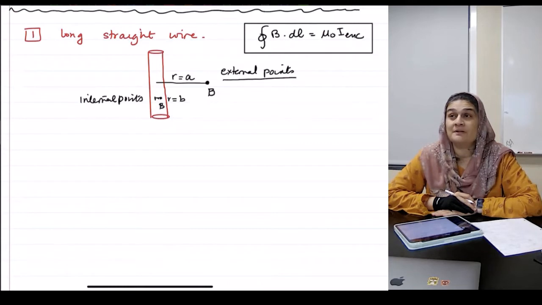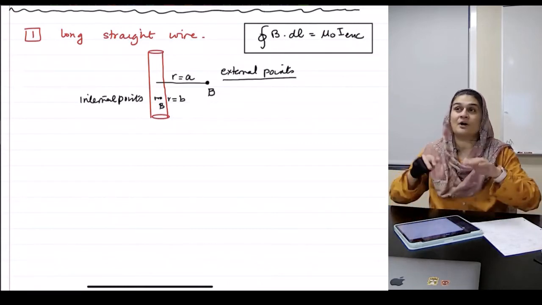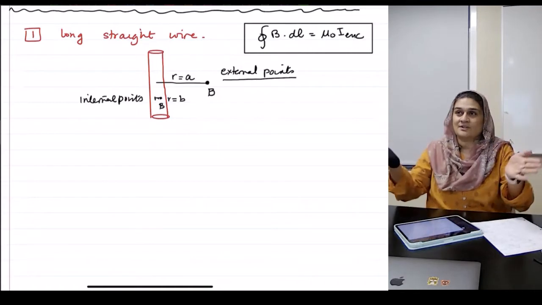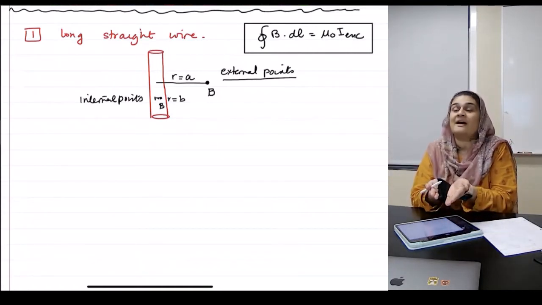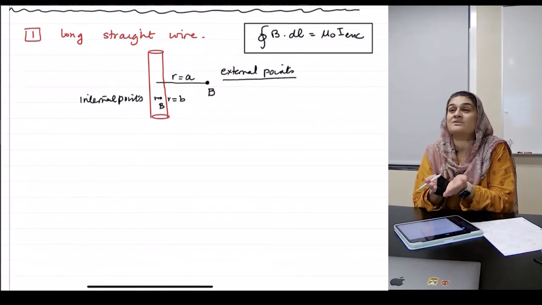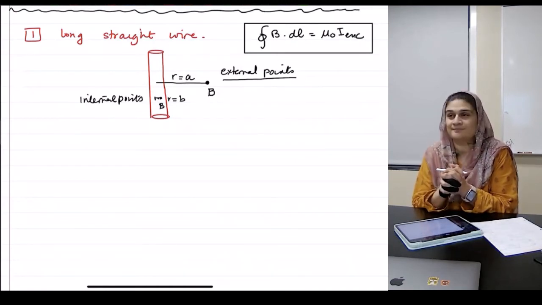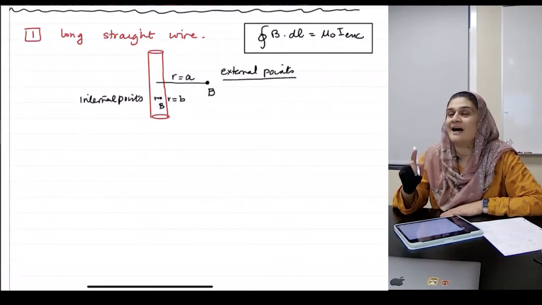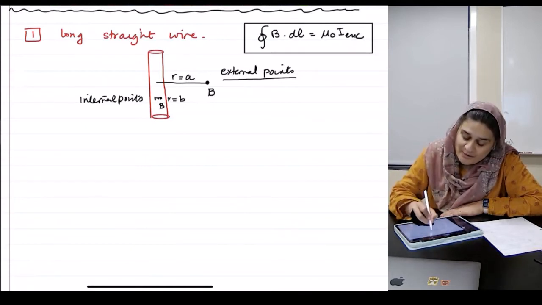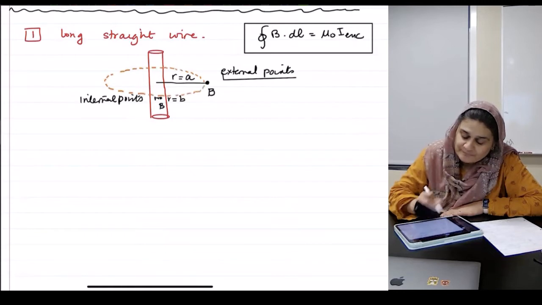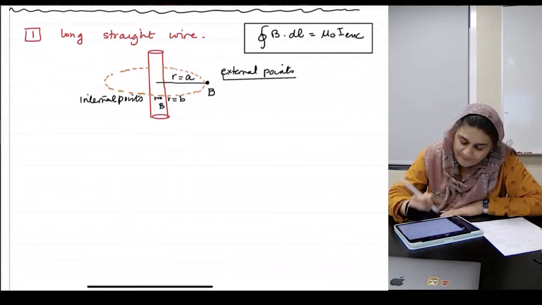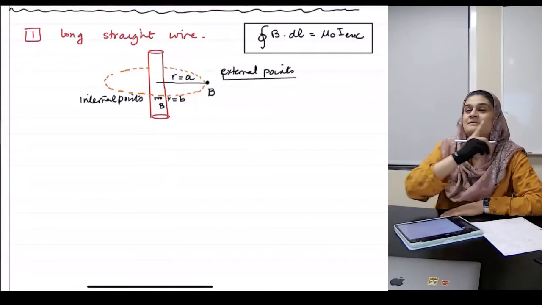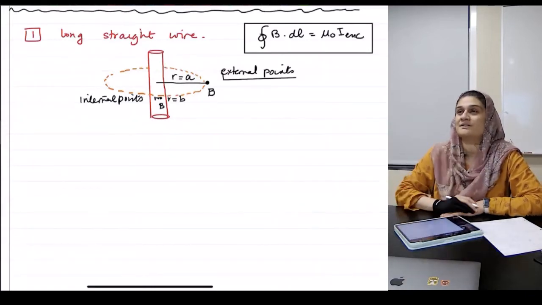Just like when we were doing Gauss's law, we used to draw what was called the Gauss's surface. In this case, we are going to draw what is called the Amperian loop. So what will the Amperian loop look like at the external point of radius A? What is the easiest way you can think of? A circle? Right? A circle that goes around, that covers the point that you want.